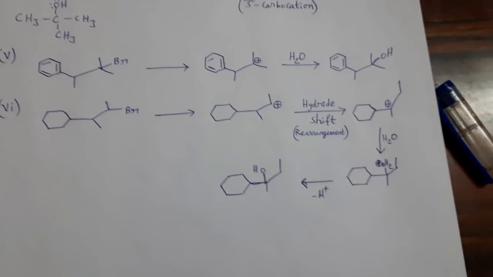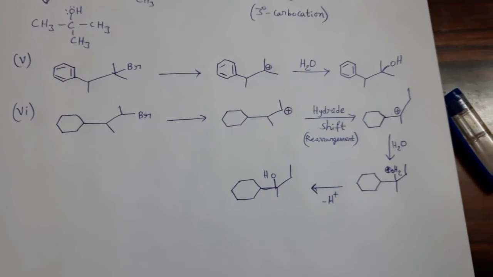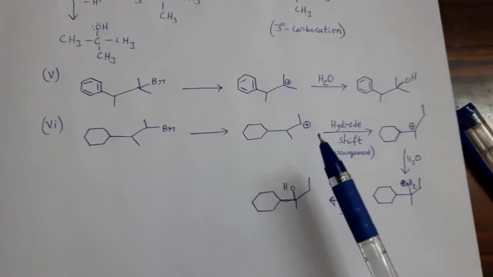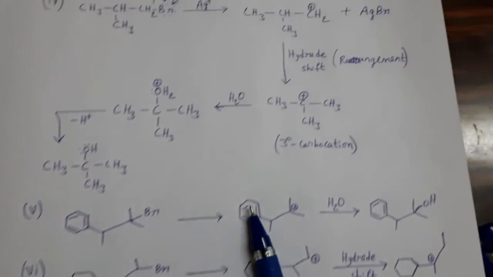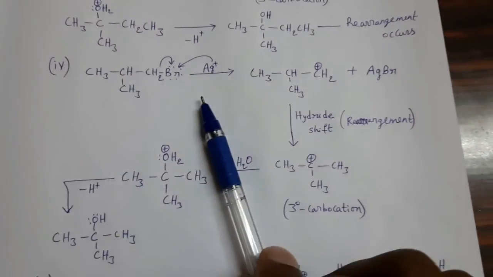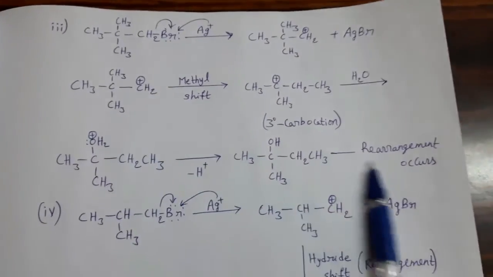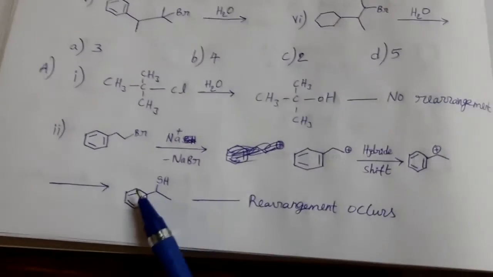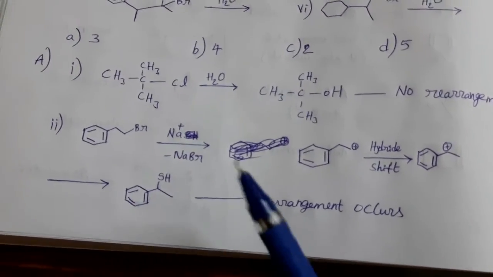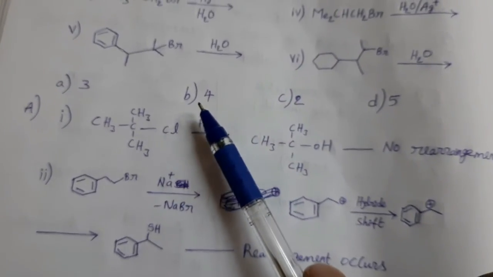Finally, how many reactions form products by undergoing rearrangement? Sixth one, fourth one, third one, second one. Total 4. Then what is the option? Option B is the answer.